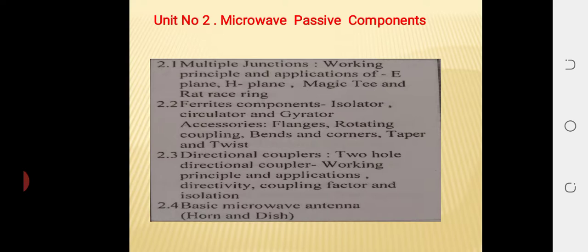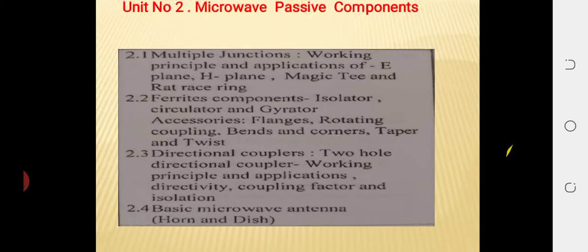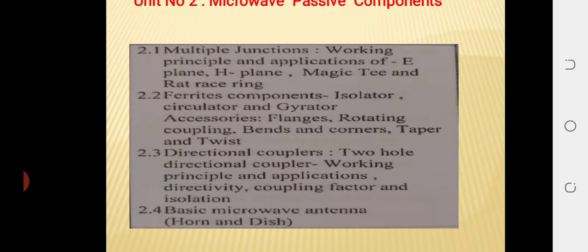Again there are various types of ferrite components like isolators and gyrators, how they rotate, and coupling, which we are going to see in ferrite components. Now again in unit number 2, there are various types of directional couplers, that is the two hole coupler and directional coupler, their working principle, application, as well as their isolation factor.